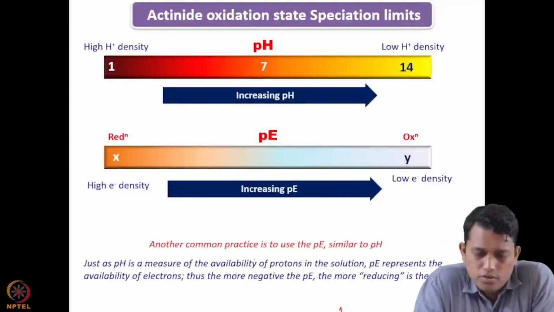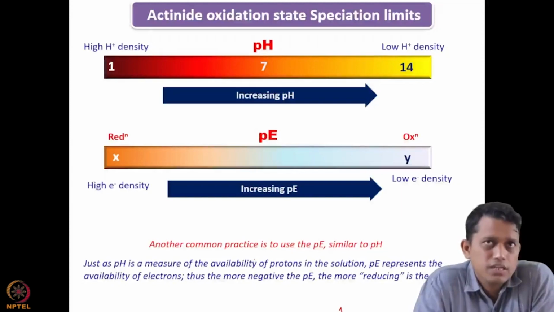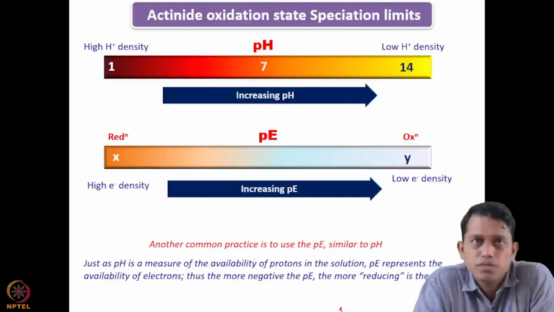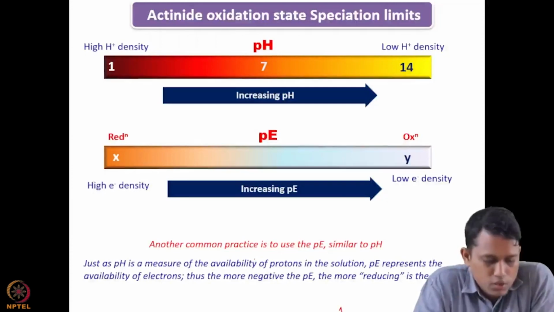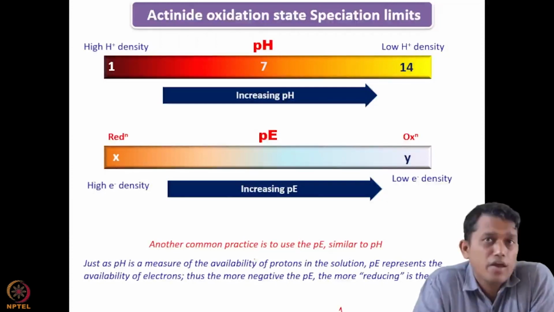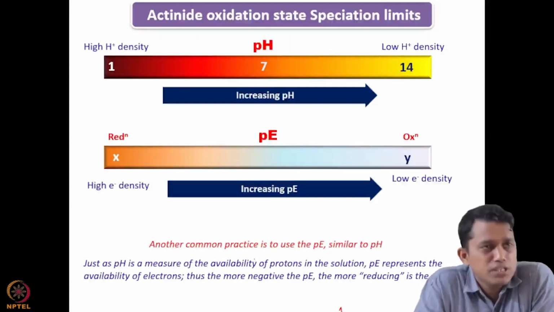So we have also discussed a concept called PE that is very similar, or analogous, to the pH. Just as pH is a measure of availability of protons, if we have some quantity which represents the availability of electrons, a measure of electrons, then we can get an idea about the redox behavior of the metal ion in the solution.